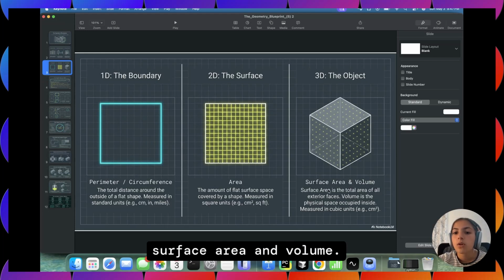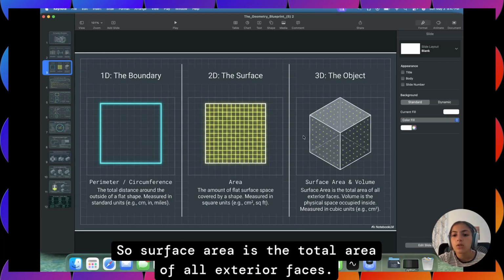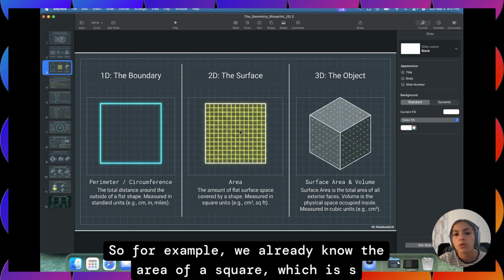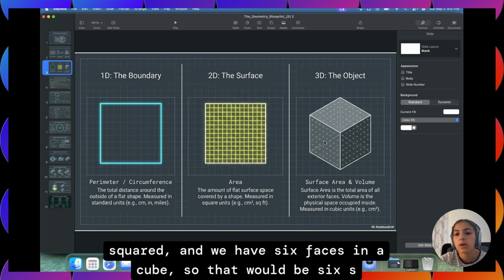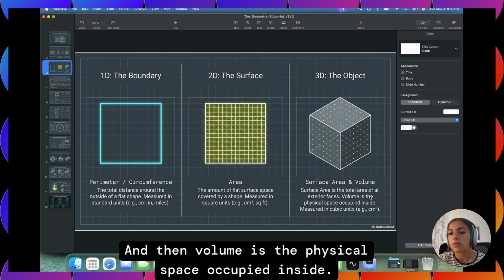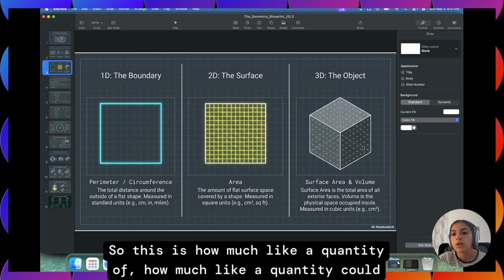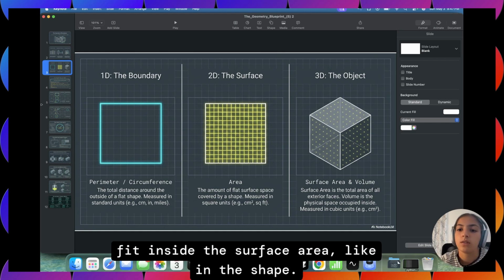And finally, we have surface area and volume. The surface area is the total area of all exterior faces. For example, we already know the area of a square is S squared, and we have 6 faces in a cube, so that would be 6S squared. And then volume is the physical space occupied inside. So this is how much quantity can fit inside the surface area, inside the shape.